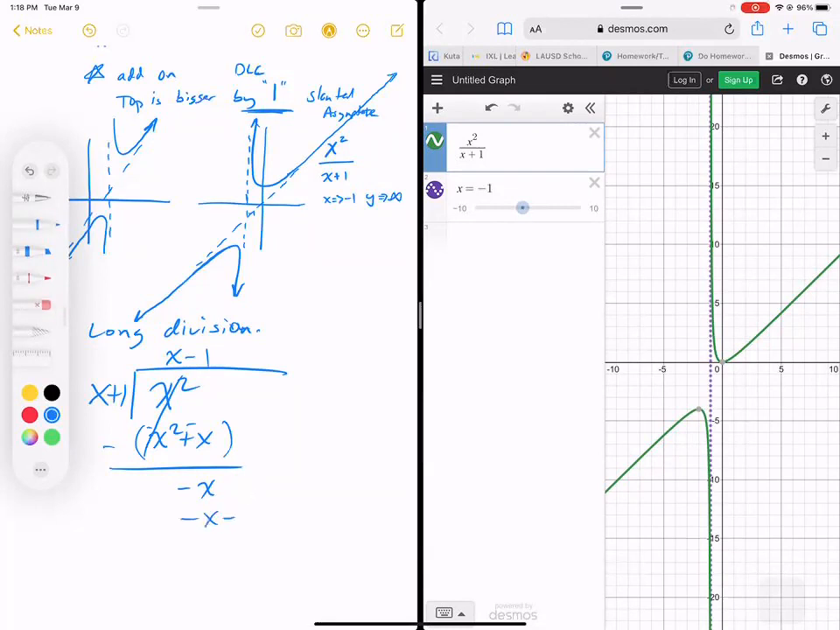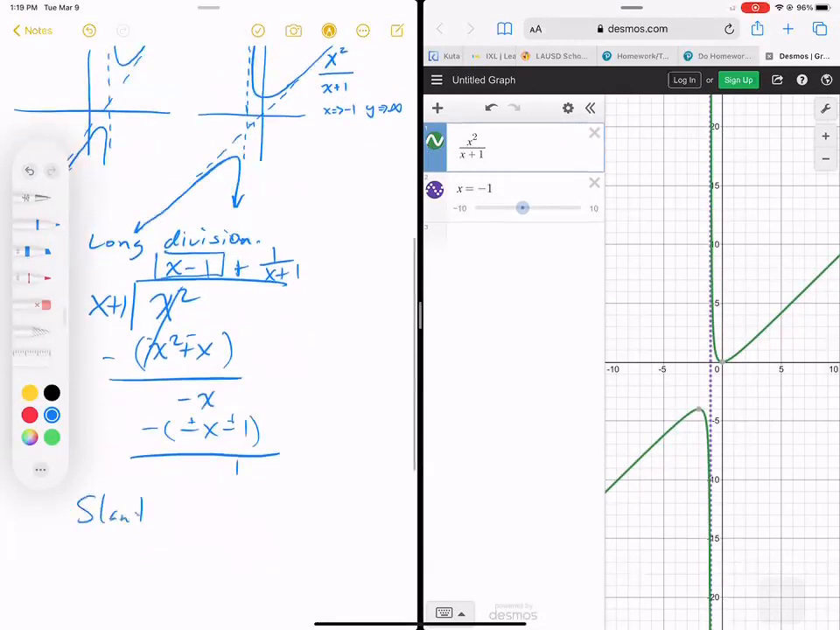Negative x minus 1. We subtract it, and we're left with a remainder of plus 1. So the remainder is 1 over x plus 1. Now this is the most important takeaway here. When I use long division, notice how many times x plus 1 goes into x squared. The answer is x minus 1. Great, fine. Now this is our slanted asymptote.